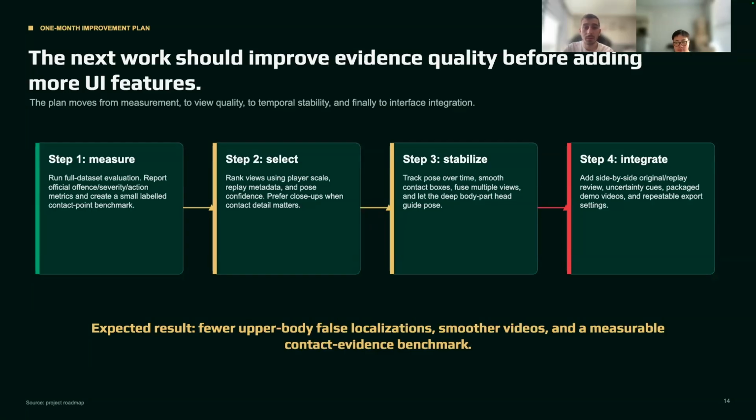In the third step, we would improve temporal stability. Instead of detecting pose independently for every frame, we would track players and key points over time, smooth the contact box, and fuse evidence from several views. The deep body part head could also guide or veto unreliable pose boxes. Finally, we would integrate these improvements into a VAR tool. The interface would probably show side-by-side original and replay review, uncertainty indicators, and other consistent settings. The expected outcome is fewer false upper body localizations, smoother videos, and measurable benchmarks for contact evidence.